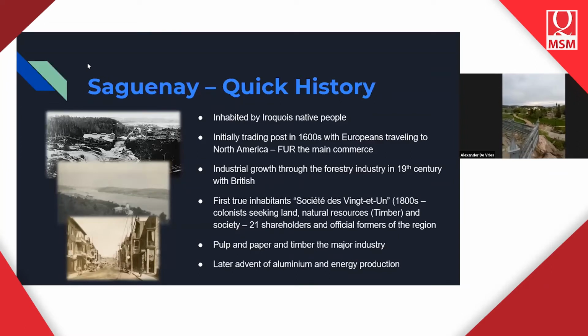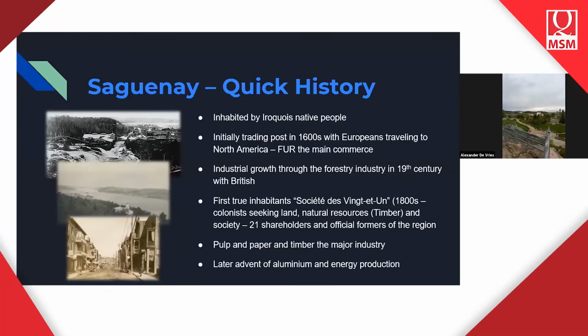When people initially started settling here, it was used as a trading post, mainly for the fur trade, with Europeans who were coming in from France and from England. And then industry started to grow here in the mid 1850s, I would say. The main industry at that point was forestry. Obviously, the forestry industry is very big in Canada as well.